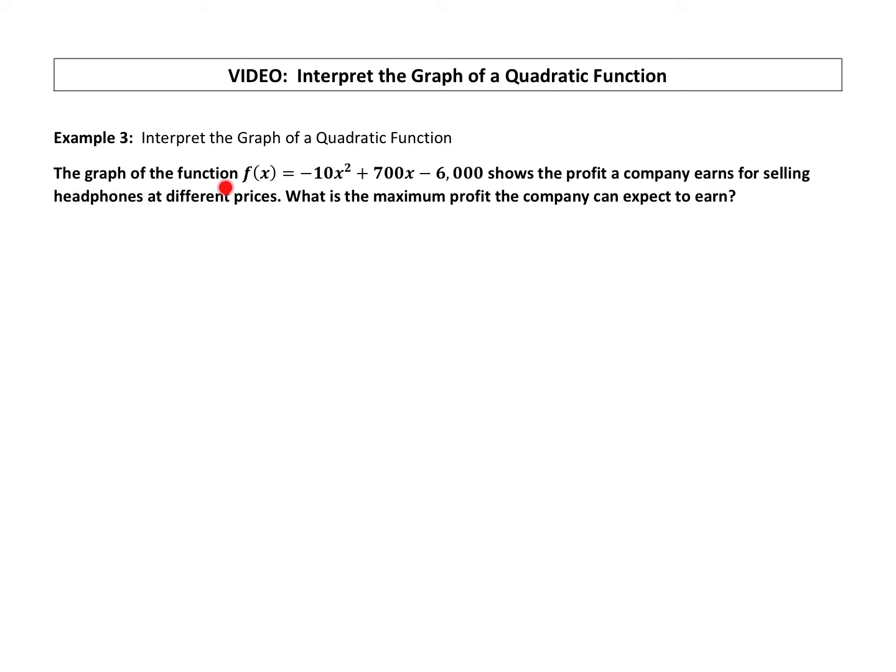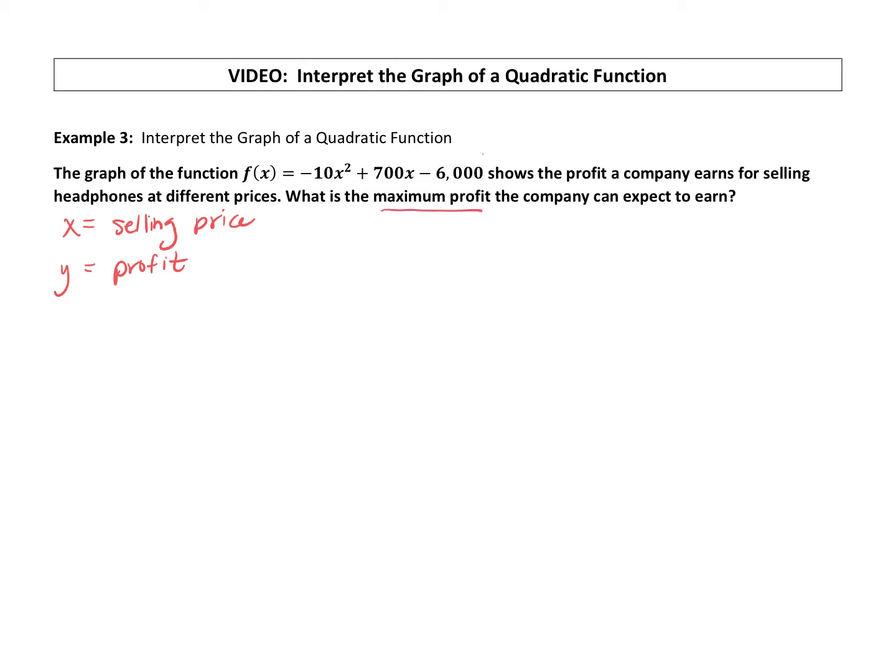So the graph of the function f of x equals negative 10x squared plus 700x minus 6,000 shows the profit a company earns for selling headphones at different prices. What is the maximum profit the company can expect to earn? So for this particular example, it's good to know that our x is representing the different selling prices. So x is a selling price. Our y, or our f of x, is the profit. So we're trying to figure out what is the maximum profit the company can expect to earn.